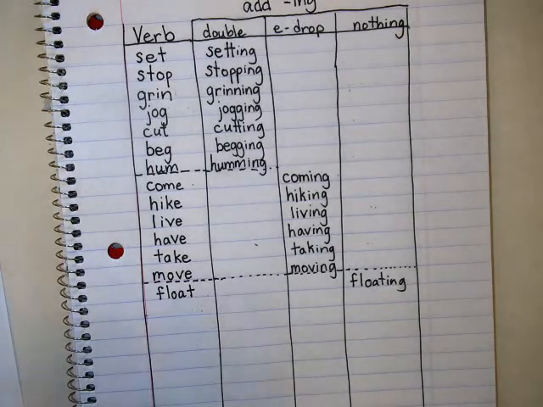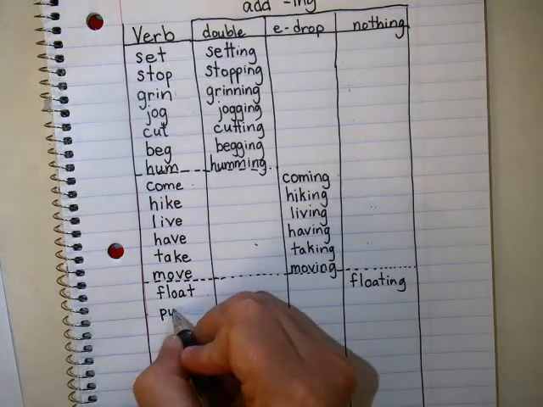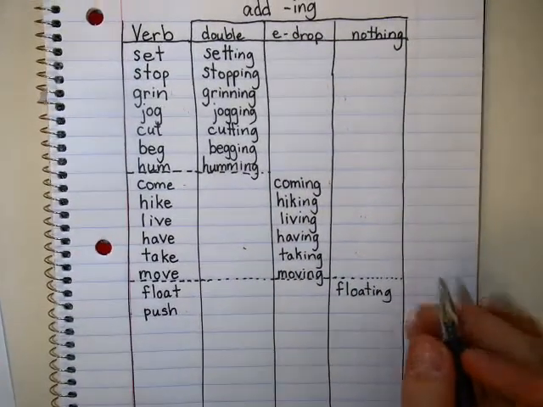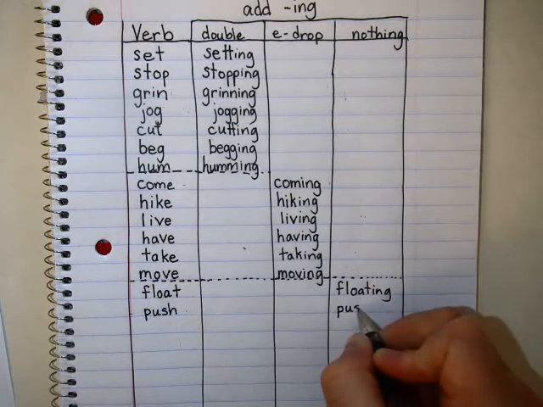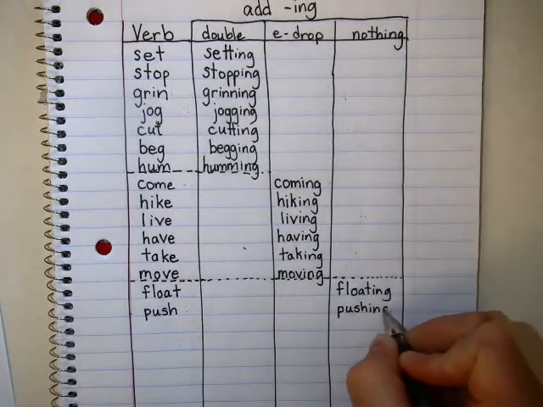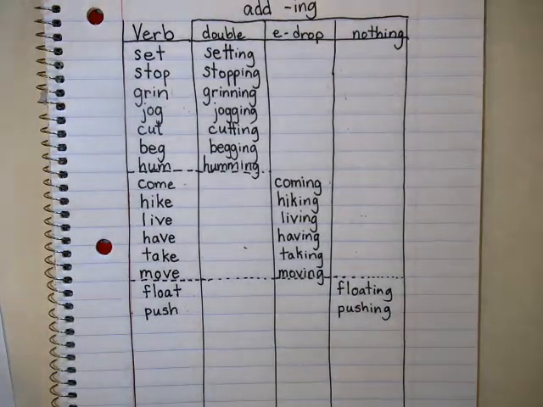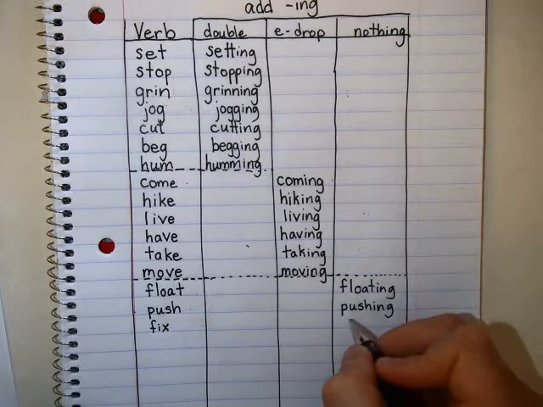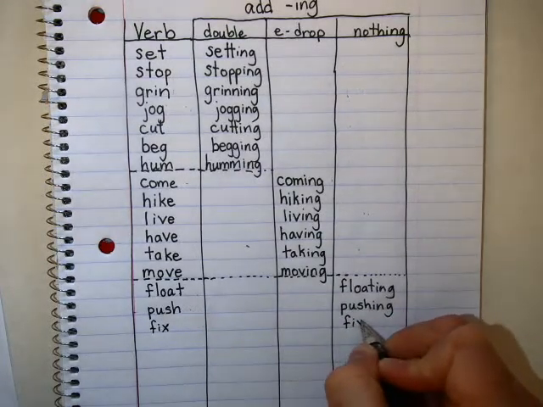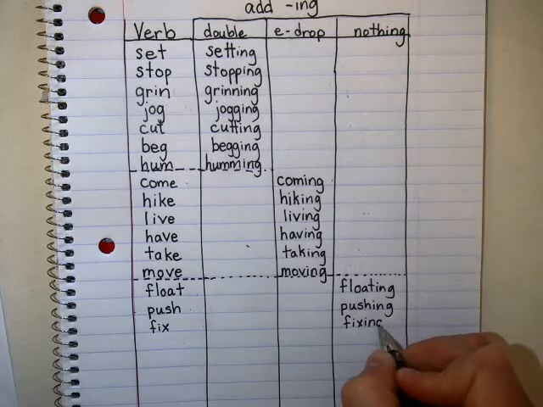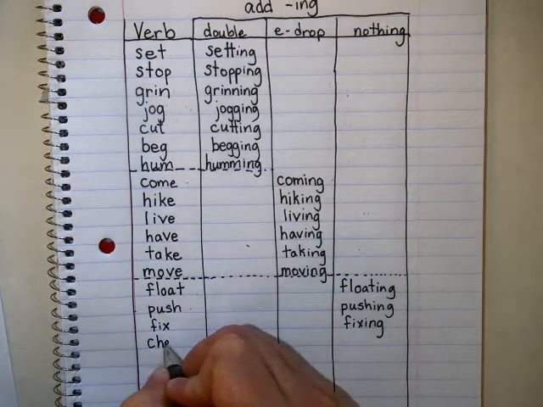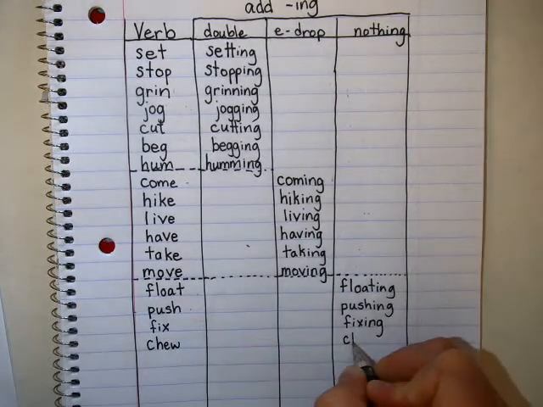Alright? And then your next verb would be push. Again, nothing special with that. You just add the ing. Push is going to go to pushing. Alright? Your next one is fix. Fix is going to go to fixing just by adding ing. Fixing. Alright, your next word is chew. Your next verb is chew. Again, just add the ing, chewing.